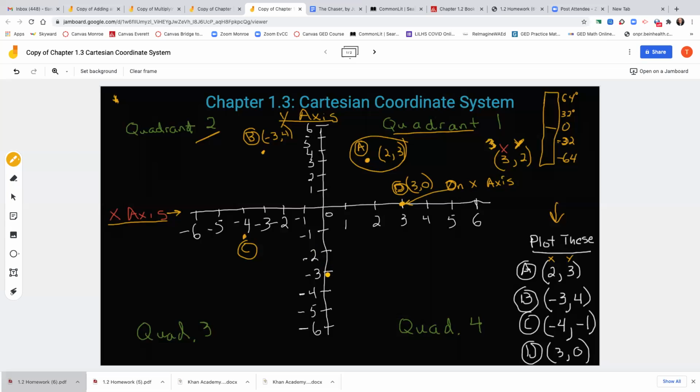If I had, let's say, the coordinates 0, comma, negative 3, I don't go anywhere on the x-axis. I stay at 0, go down 3. It would be plotted right there. What quadrant is it in? I would say it's on the y-axis, okay? That's how I would answer that question. It's not in any of the quadrants. It's on the y-axis, okay? That one right there.